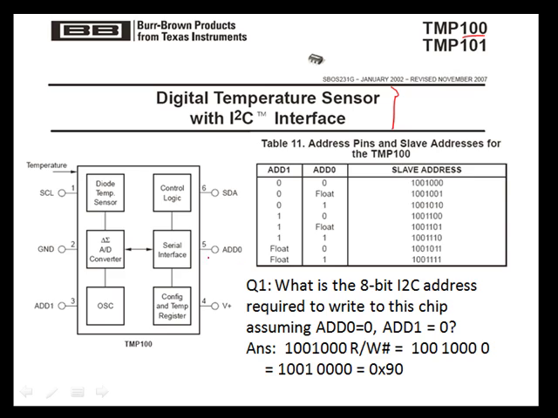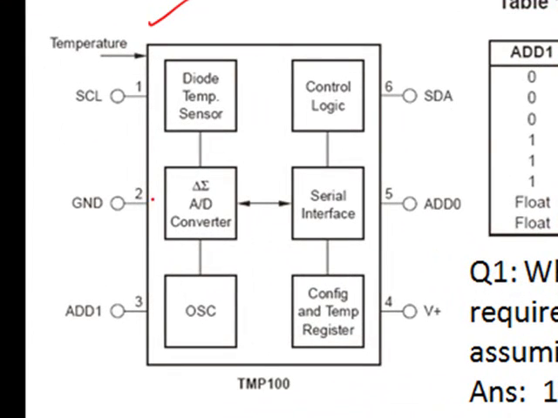So let's assume, this is the pin layout on the device. It's only a 6-pin device. SCL and SDA are the clock and data lines for the I2C device. Ground and power supply ground and power to the device. These 2 pins right here personalize the I2C address of this device. Let's assume that these 2 pins are tied low.